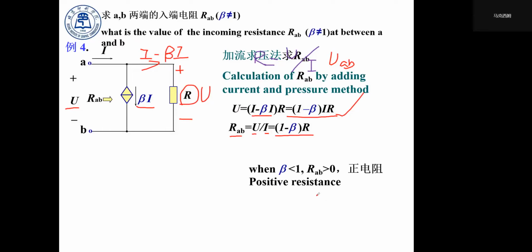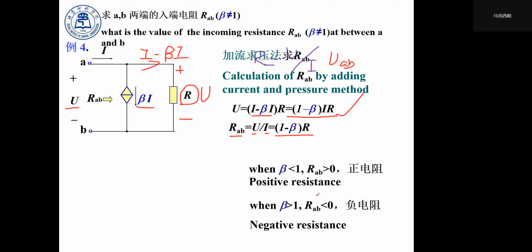So if we have a beta that has a value smaller than 1, then the value of RAB is positive, a positive resistance. So this two-terminal network works like a passive resistance network. But if beta is larger than 1, then we have a negative equivalent resistance, RAB.